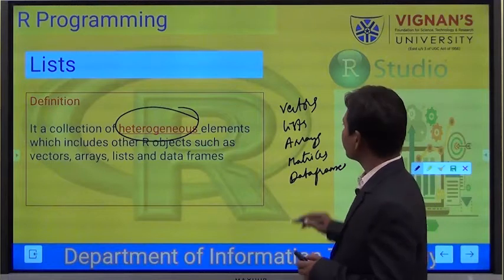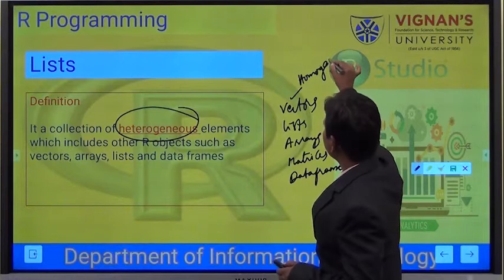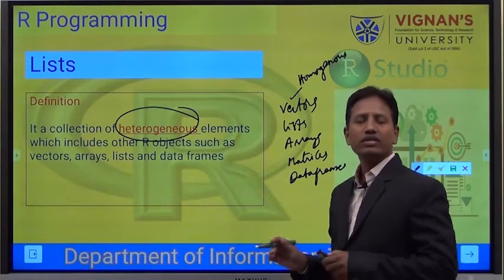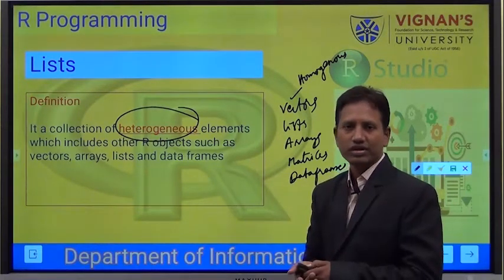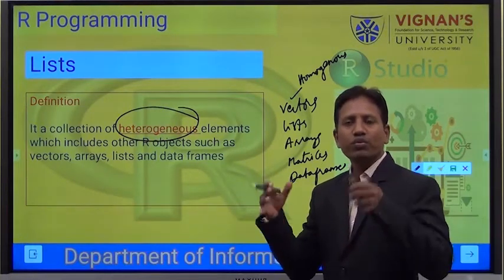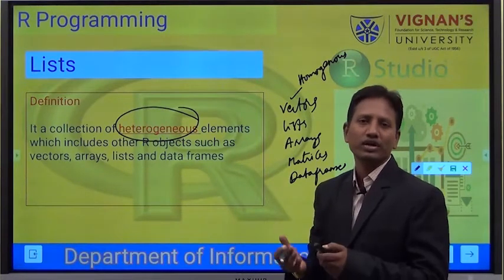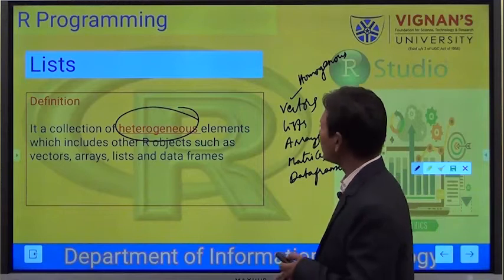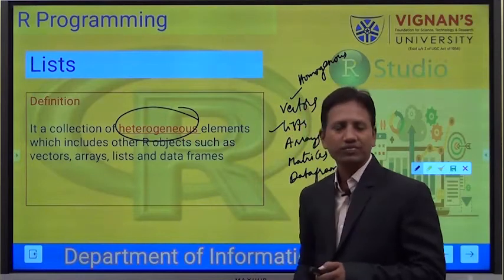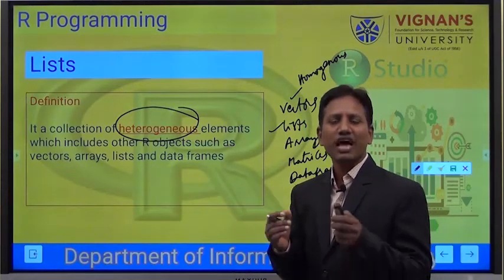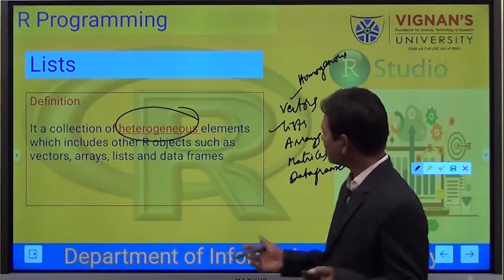In this, vectors are homogeneous. In the sense, vectors can hold similar data types. But when we want to put different data types together into a single structure, we require another data structure that is called the list. It's a collection of heterogeneous elements, and a list has the capacity to hold different other objects.